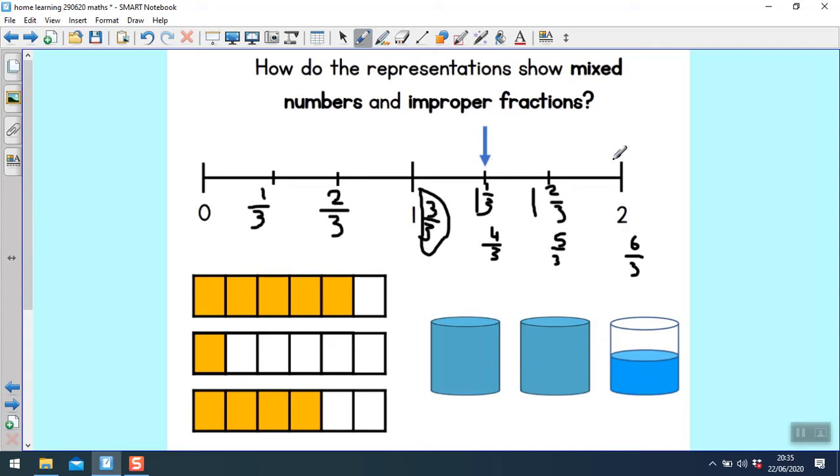So this number line here now shows mixed numbers, 1 and 3/3, 1 and 2/3, 1 and 1/3, and it also shows improper fractions, 4/3, 5/3, 6/3. Have a look at these and think about how you can write them as mixed numbers and improper fractions. Pause the video while you do this.